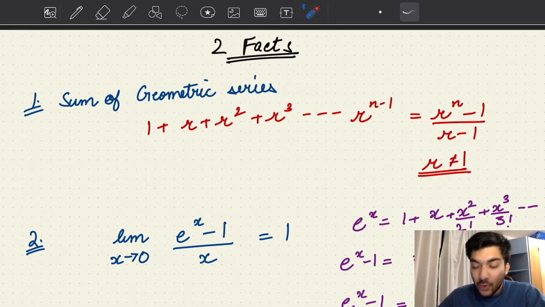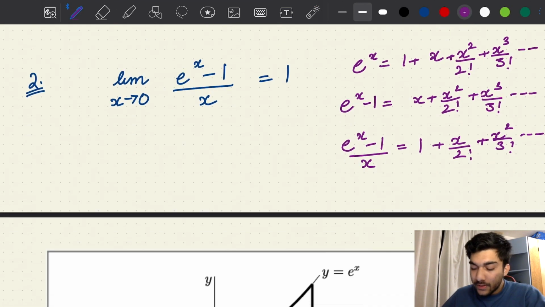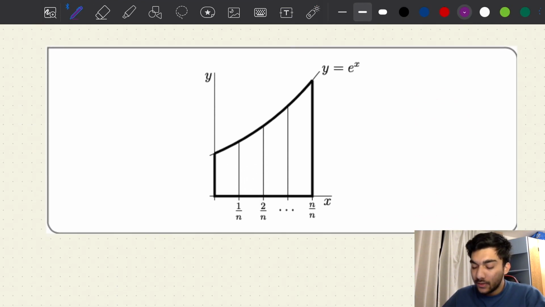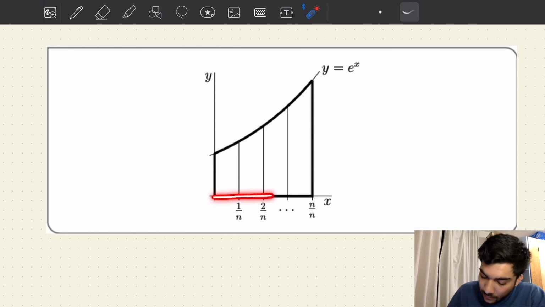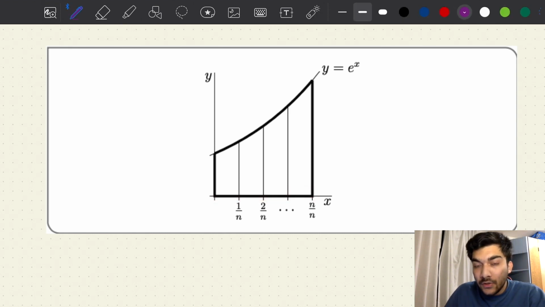We'll use these two important facts in order to calculate the actual area under the curve. So now we'll start with the actual area calculation. Again, using the same plot, we'll do the same process. We have divided the interval from 0 to 1 into n equal parts such that the width of each rectangle that I'm taking is 1 by n.